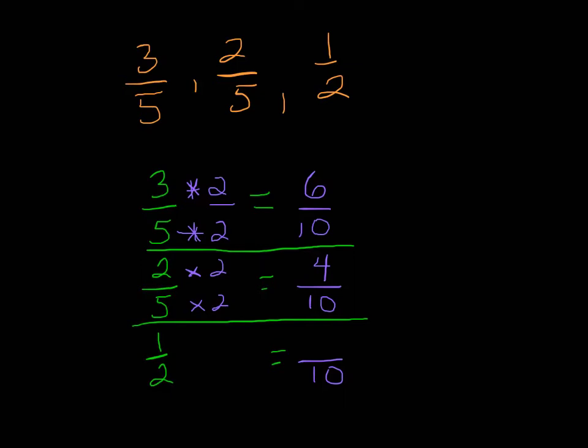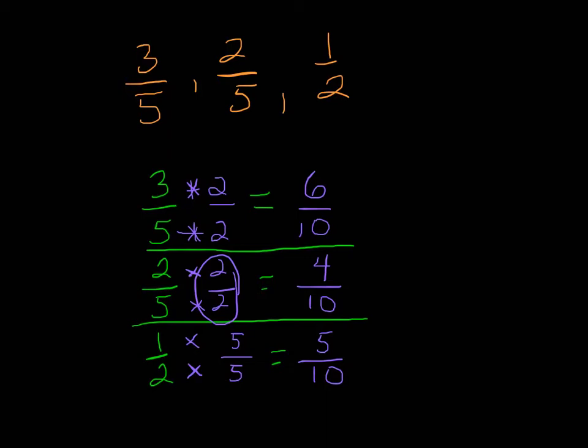Now let's go 1/2. Oh, now this one was a little bit different. I can still get this over 10, but I have to multiply something different than I did up here with my 2. It needs to be a 5. So if I multiply my denominator times 5, I have to do the same thing with my numerator. 1/2 times 5/5, or 1 times 5 is 5. 2 times 5 is 10.